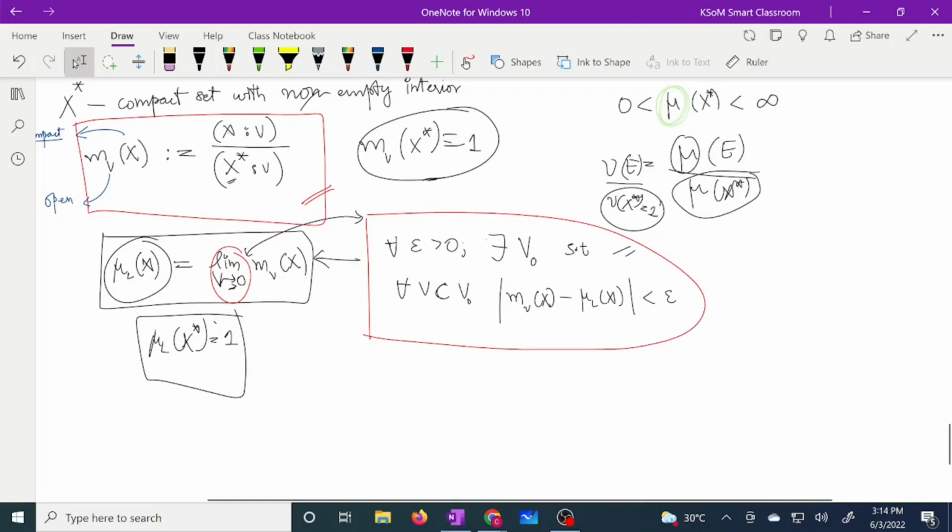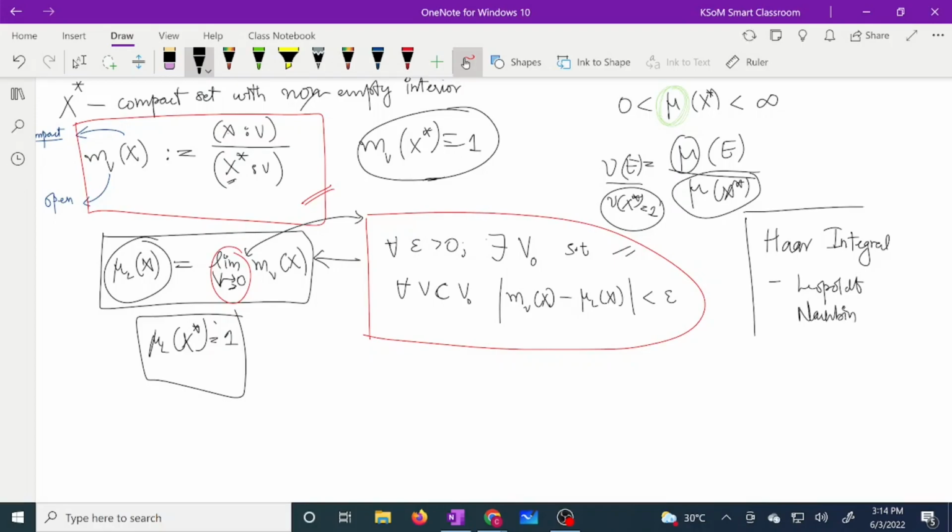Yeah, so I think this is a good time to give you the reference. The reference is Haar Integral. This is the name of the book by Leopoldo Nachbin. This is a very nice book. He gives a lot of intuition and gives the details of proofs also, he doesn't skip very much.